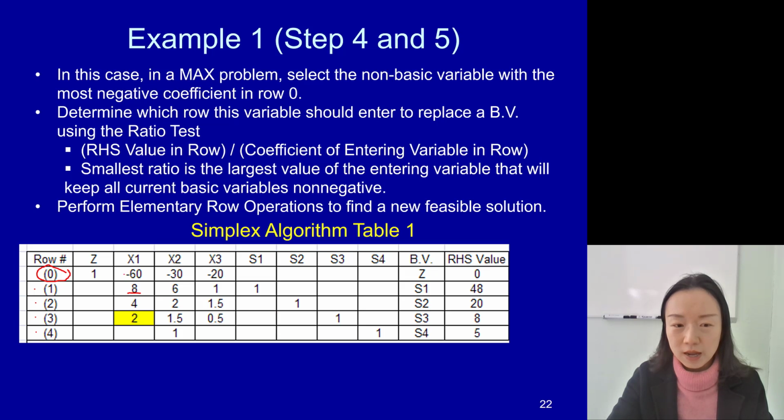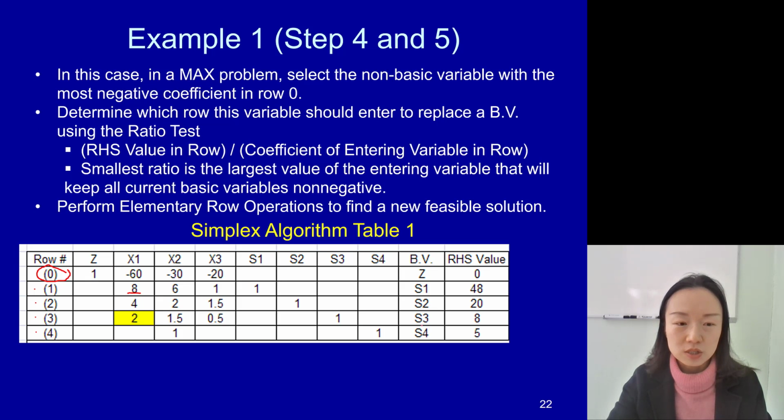2x1, 1.5x2, 0.5x3 plus s3 equals 8. And the last one, x2 plus s4 equals 5. So this was the model that we created by converting the less than or equal to constraints into equations, right? And this is how we put them into a table format.